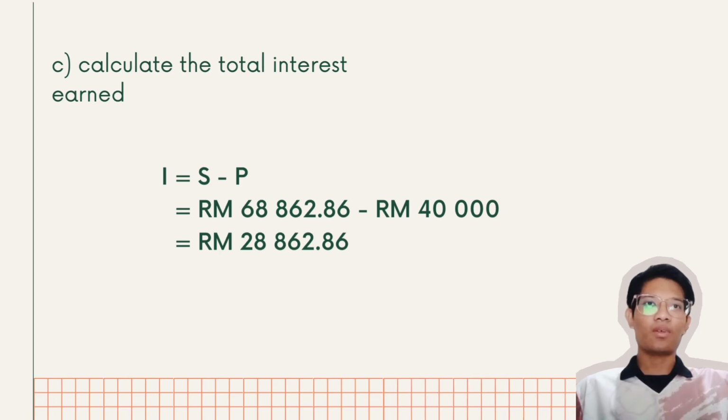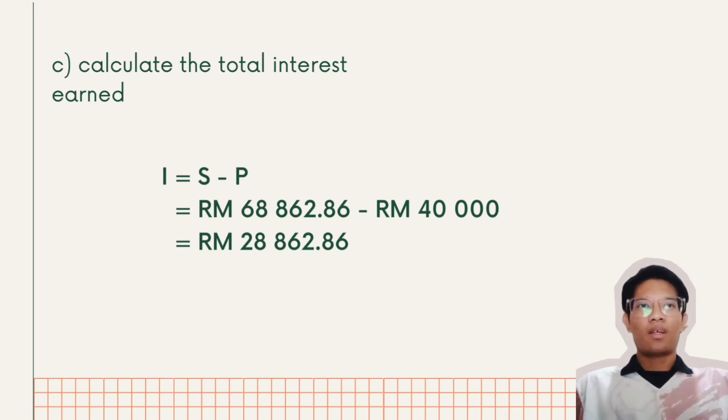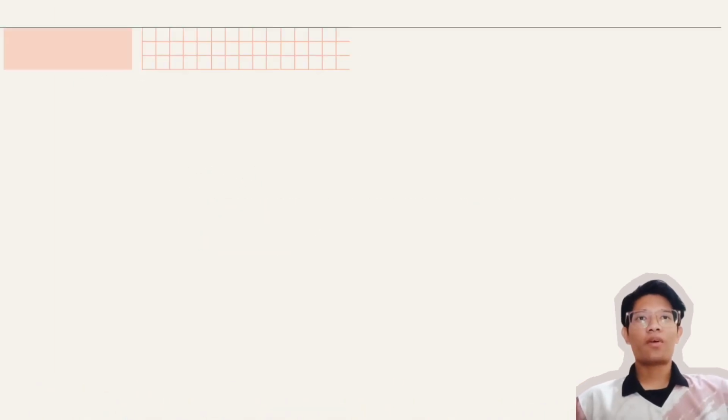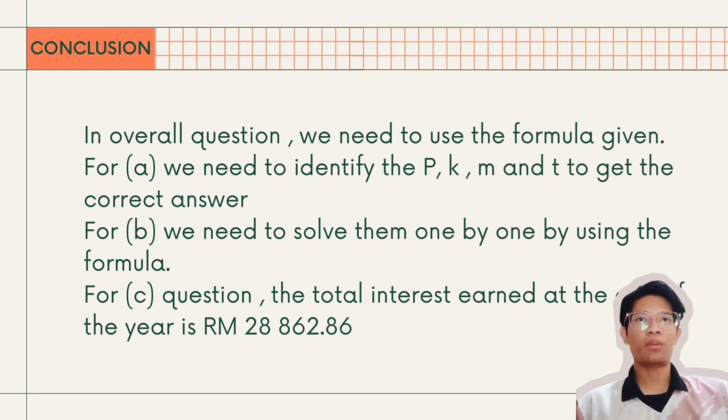For question C, the question asks for the total interest earned at the end of the year. In this question, we need to use the formula I equals S minus P. The S is 68,862.86 and the P is 40,000. So 68,862.86 minus 40,000 is 28,862.86. So the total interest earned at the end of the year is RM28,862.86.